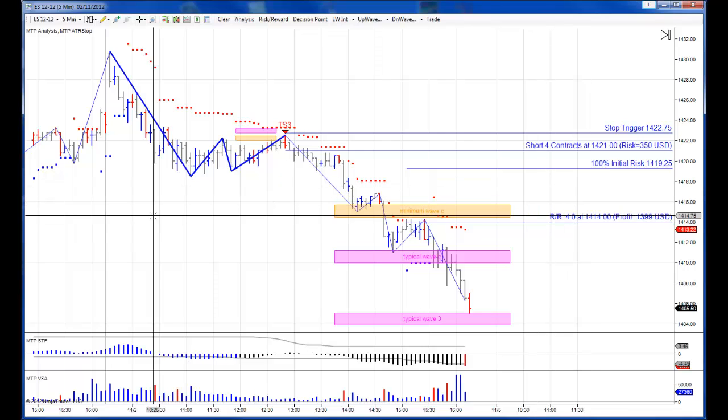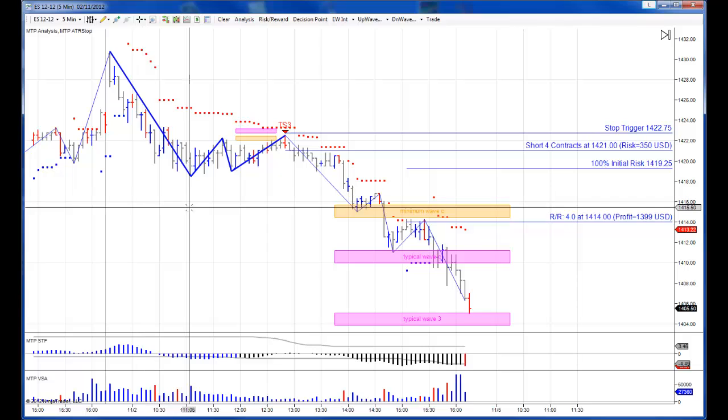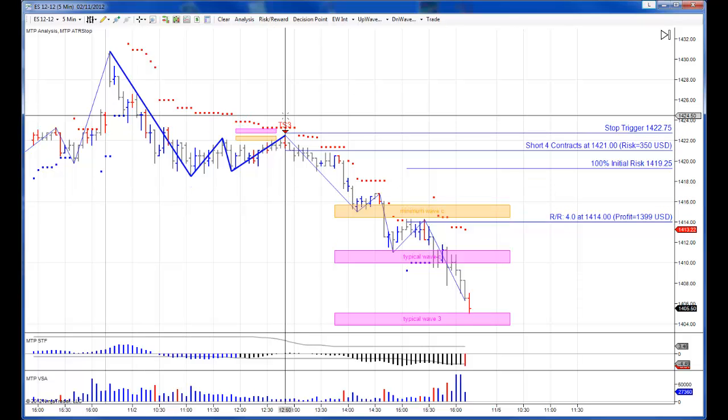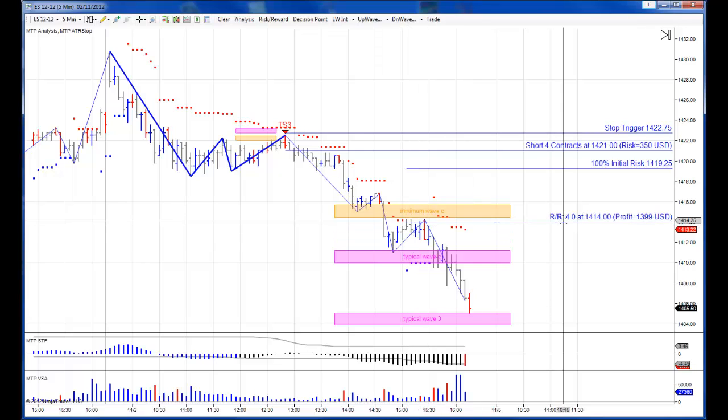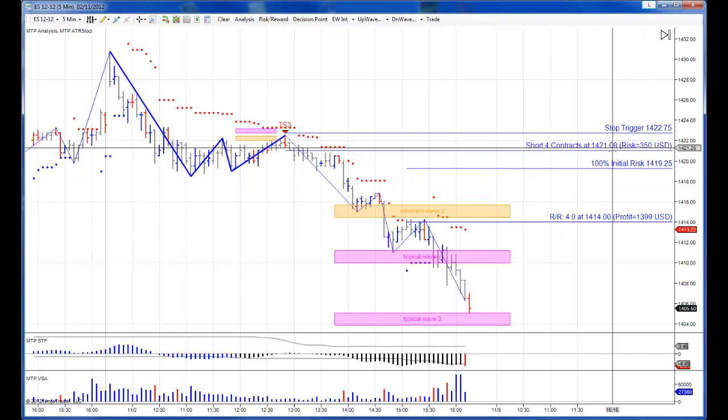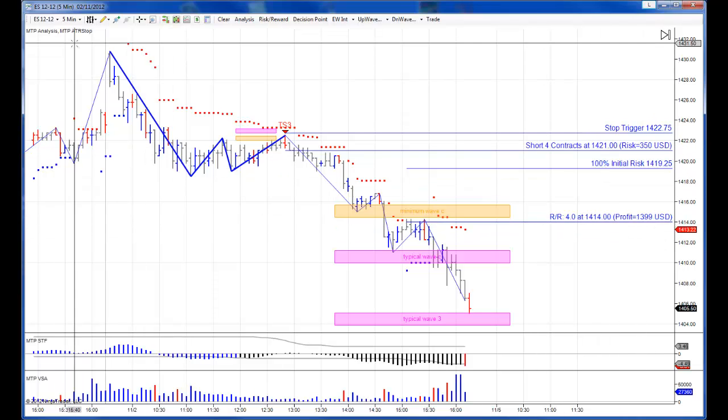So here, using standard MTPredictor trade management guidelines, a TS3 sell setup, coming down here using the ATR stop, the result would have been a nice 4R profit. In other words, the profit would have been approximately 4 times the initial risk. So a good trade setup.